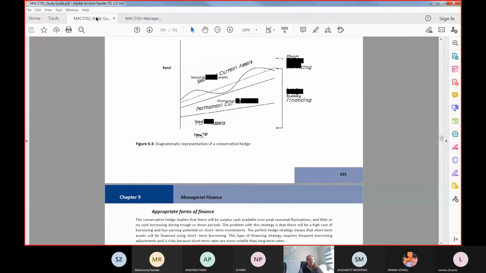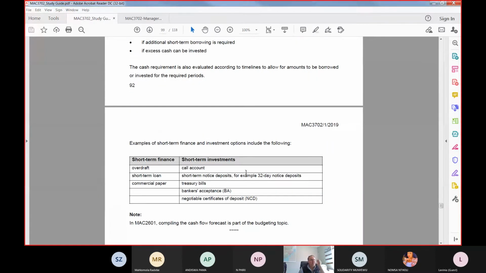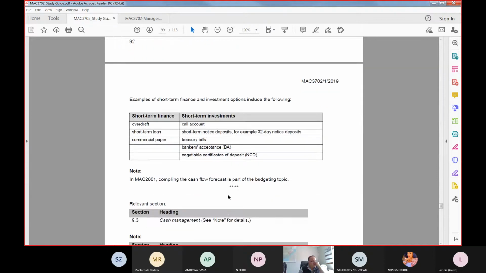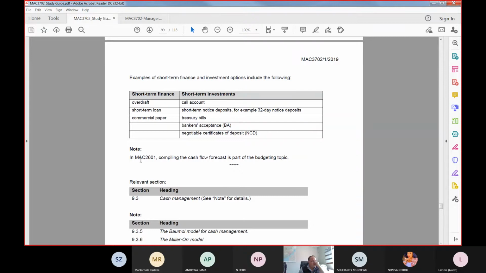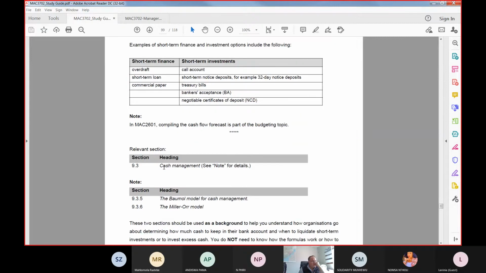Okay, here is some example of short-term financing: overdraft, call account, short-term loans, short notice 32 days, commercial treasury bills, and so on and so on. 26.1, don't have to worry about that. 9.3, the detail of 9.3. Okay, now these two formulas here. So I want to jump on 9.3 now.